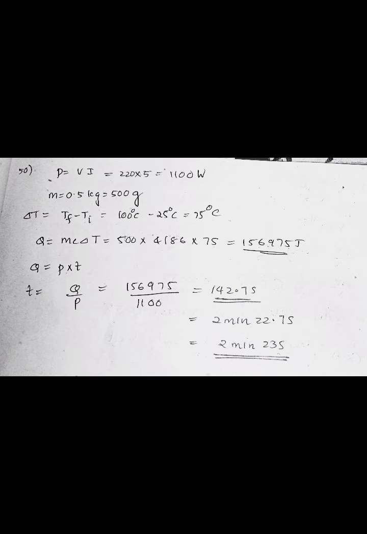Here temperature change delta T is equal to Tf minus Ti, this is equal to 100 degrees Celsius minus 25 degrees Celsius, this is equal to 75 degrees Celsius. Q is equal to MC delta T, that is equal to 500 into 4186 into 75, this is equal to 156975 joule. So Q is equal to P into T. So T is equal to Q by P, that is 156975 divided by 1100 is equal to 142.7 second, that is 2 minute 22.7 second, that is 2 minute 23 second.